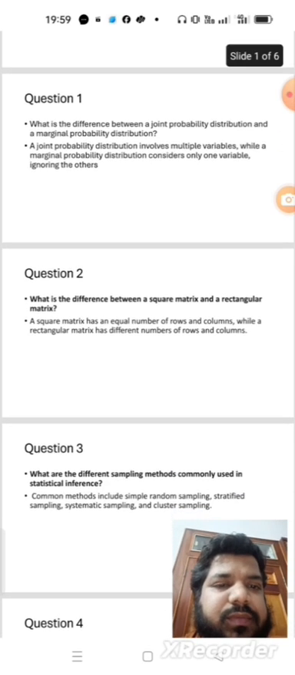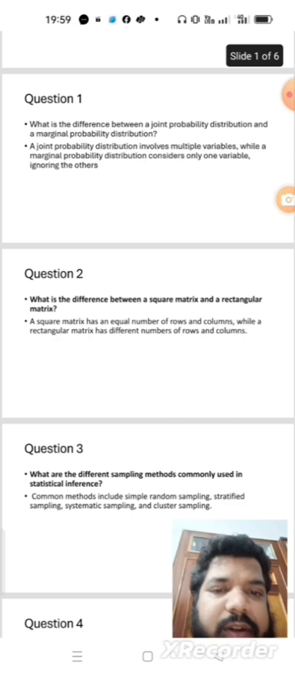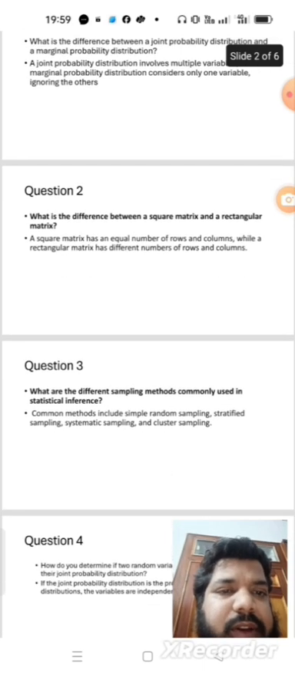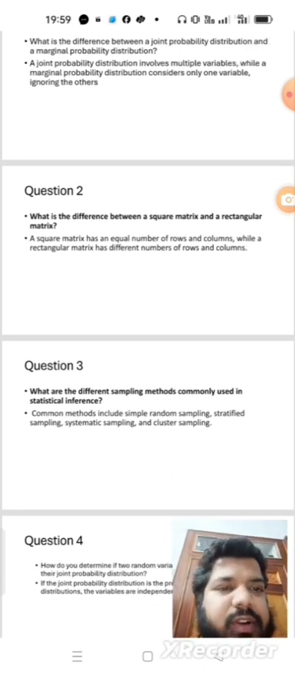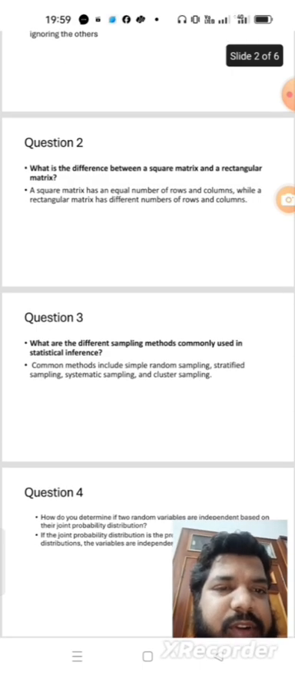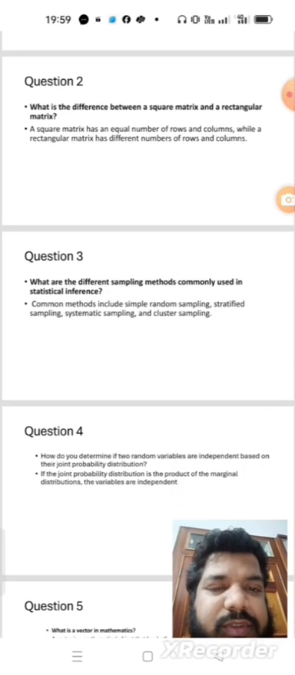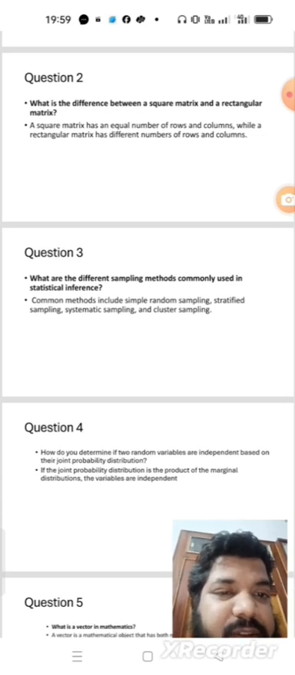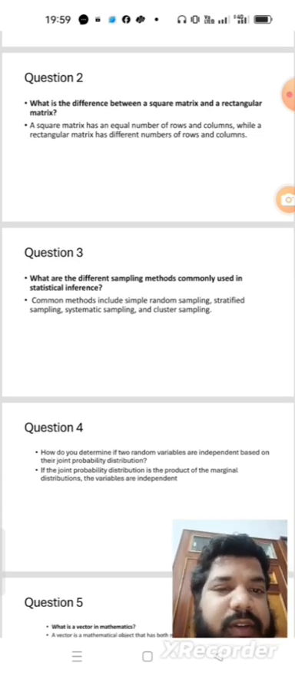The next question is, what is the difference between a square matrix and a rectangular matrix? A square matrix has an equal number of rows and columns, while a rectangular matrix has different numbers of rows and columns. The next question is, what are the different sampling methods commonly used in statistical inference?